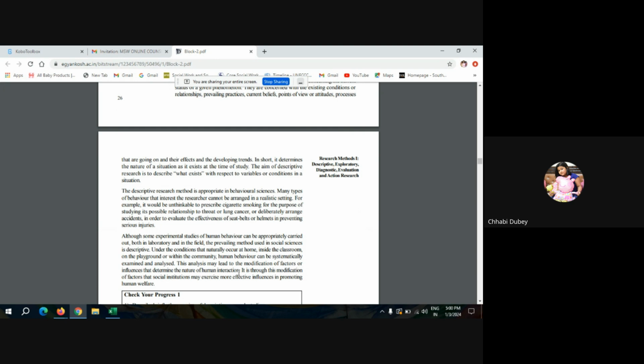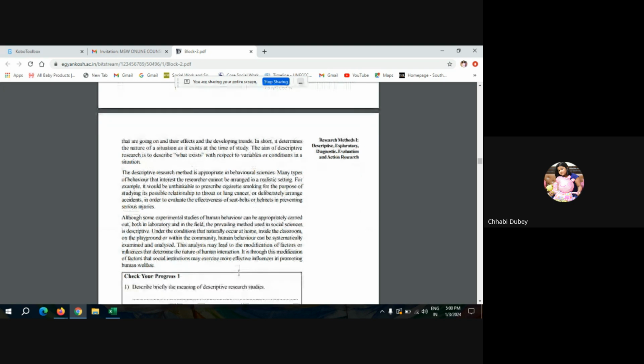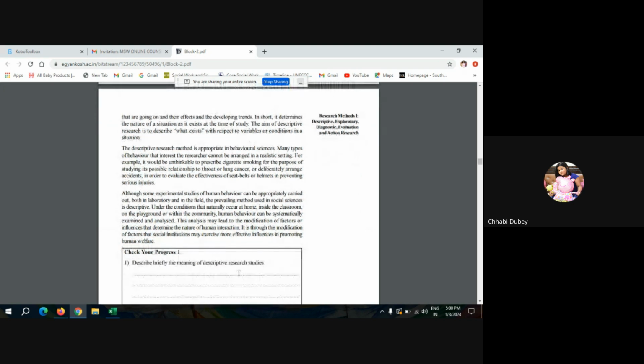And this analysis may lead to the modification of factors or influences that determine the nature of human interaction. Okay, and it is through this modification of factors that social institutions may exercise more effective influences in promoting human welfare. So that is why descriptive research instead of experimental studies is best suited to study the behavioral condition of human beings in a given setting. After that, we come to the correlational studies.